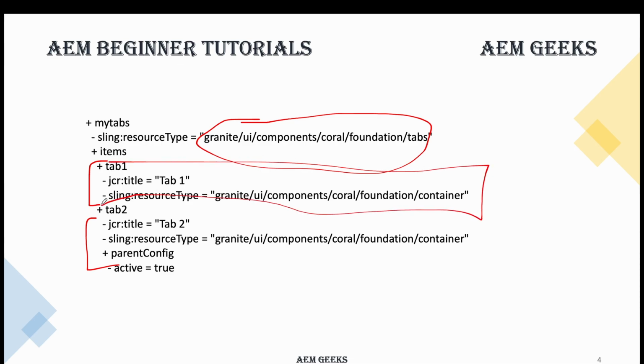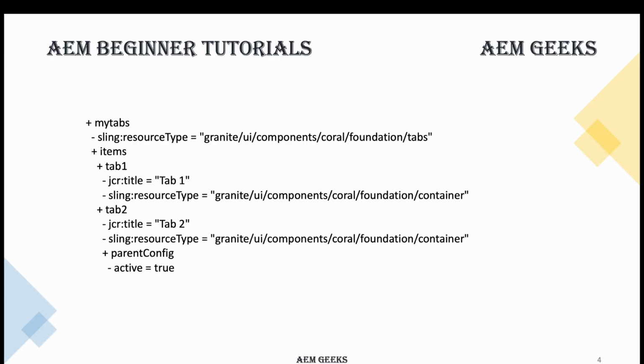Container is a multi-purpose component. You can use it anywhere, and it is a container type, meaning it holds other elements. So when you define a container here, this defines one tab. This is one tab and this is another tab. So you define 2 tabs here, and whatever properties you add will be added to this container.